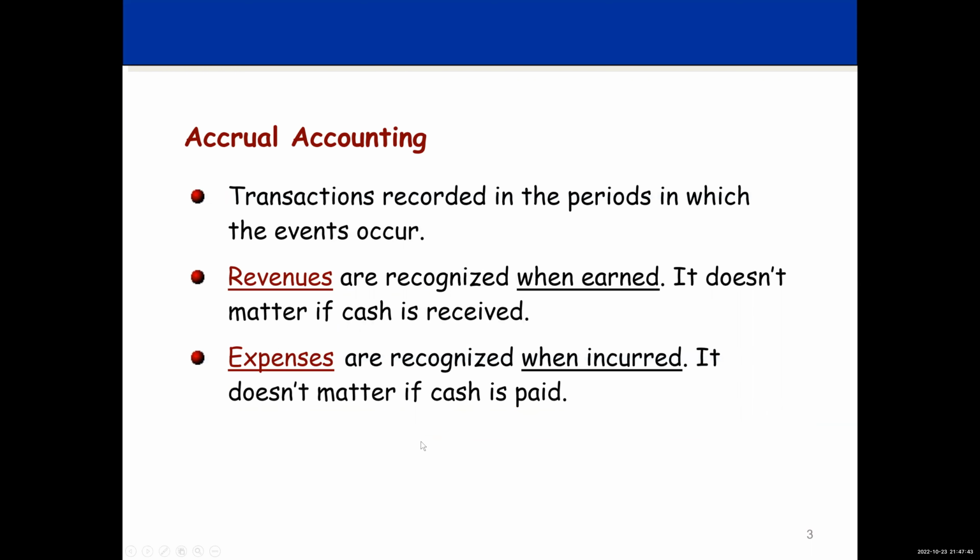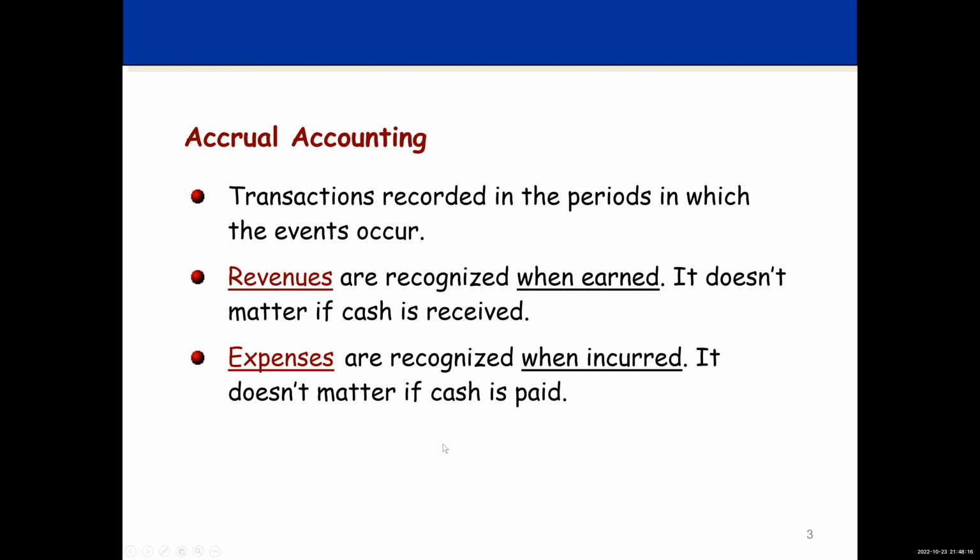In accrual accounting, revenues are recognized when earned. It doesn't matter if cash is received or not, right? So likewise, expenses are recognized when incurred. And incurred is a special word for meaning it happened. So an expense happened, you record it. It doesn't matter if cash is paid. And because of this accrual accounting, we have these adjusting journal entries.